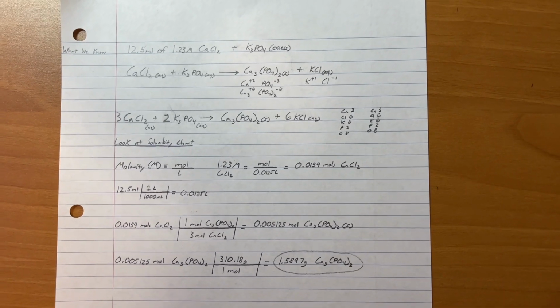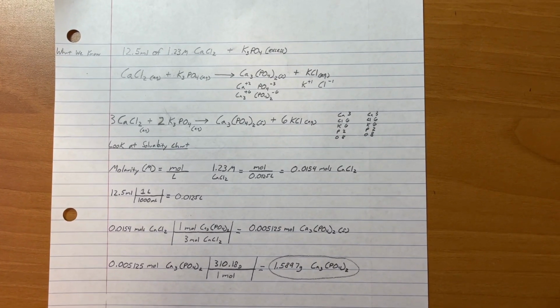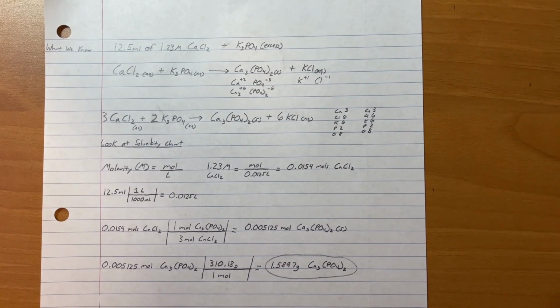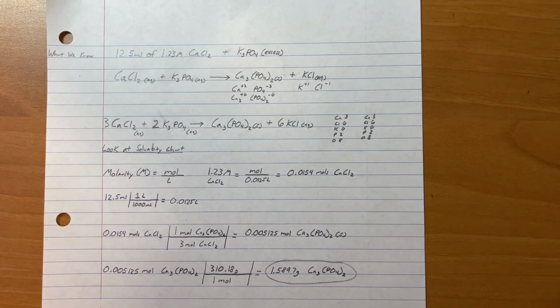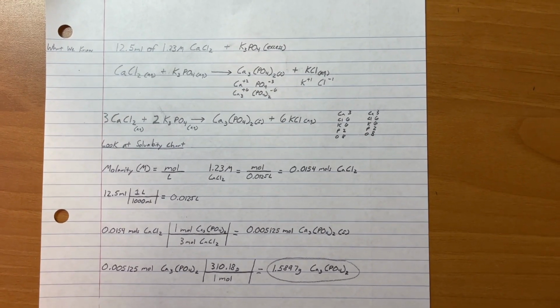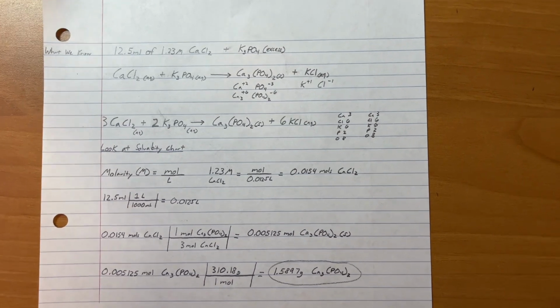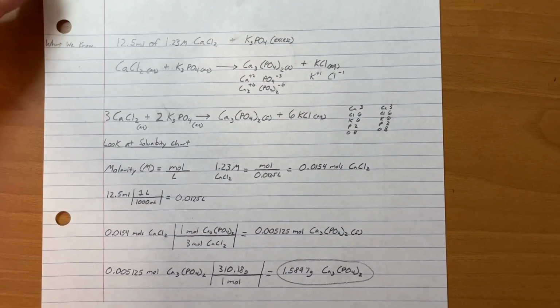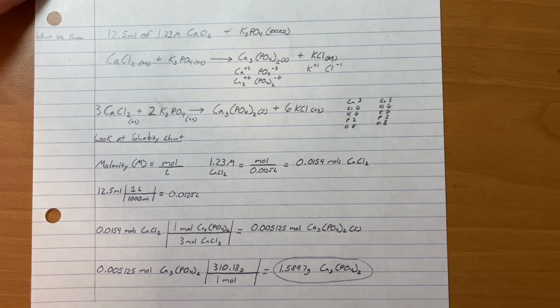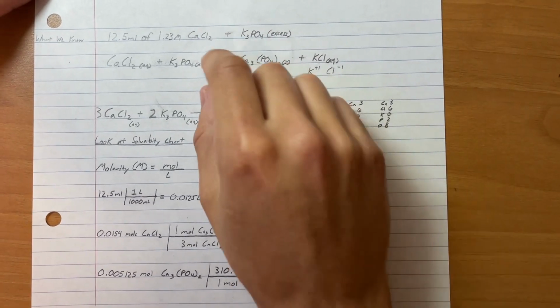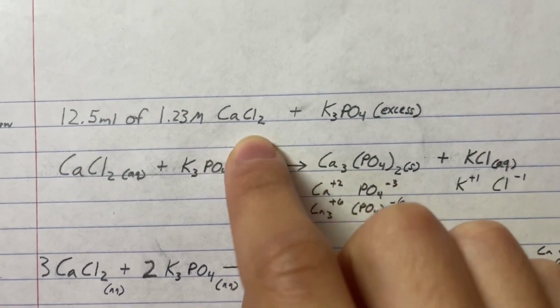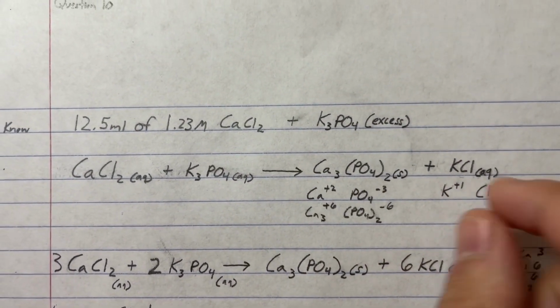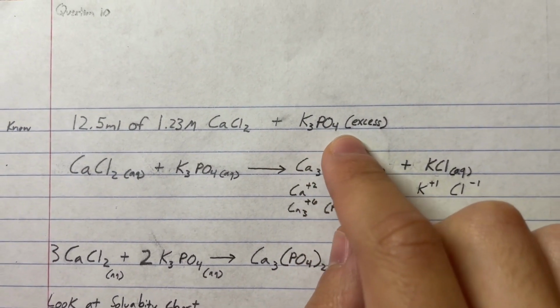All right, question 10. How many grams of precipitate are formed when 12.5 milliliters of 1.23 molar calcium chloride reacts with excess potassium phosphate? So immediately looking at this problem, you're going to have to know a few things. Calcium chloride is written as CaCl2, and potassium phosphate is written as K3PO4.